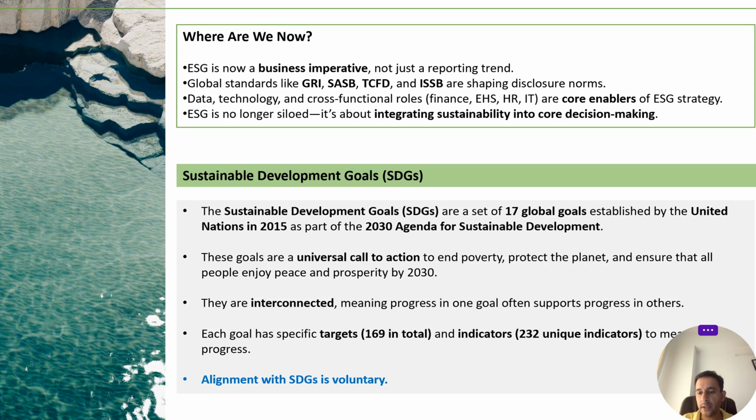And this mapping is the major practical topic which we are going to discuss in our next video. Alignment with SDGs is not mandatory, it is voluntary.